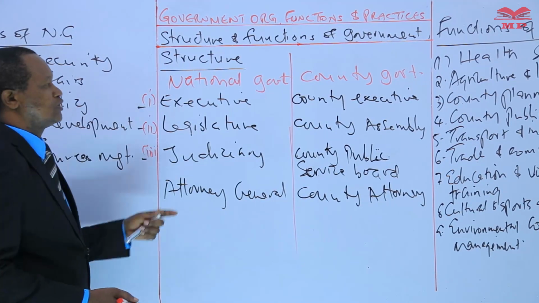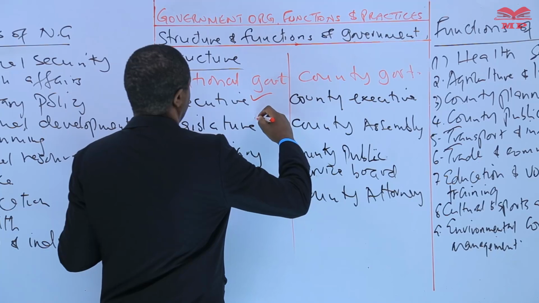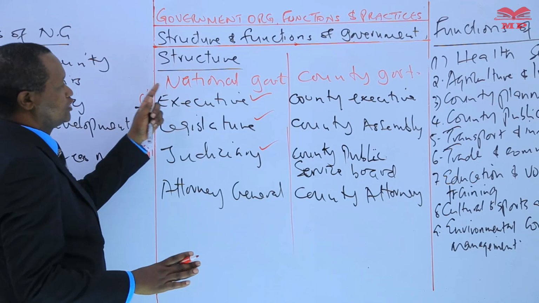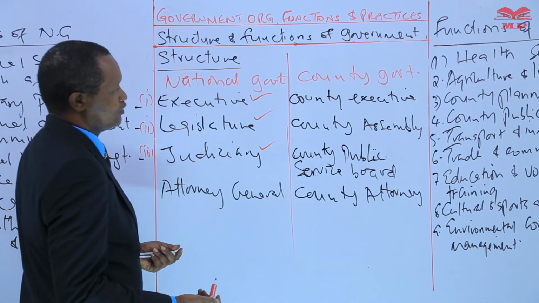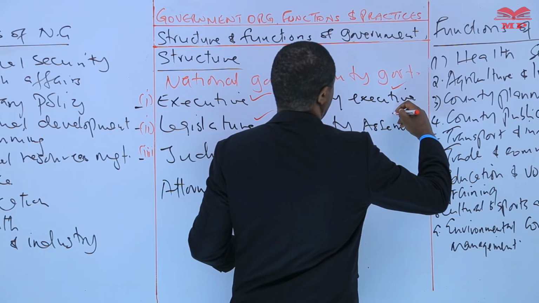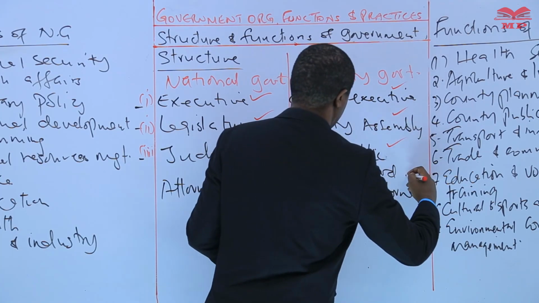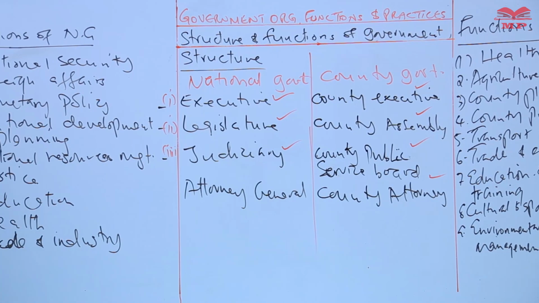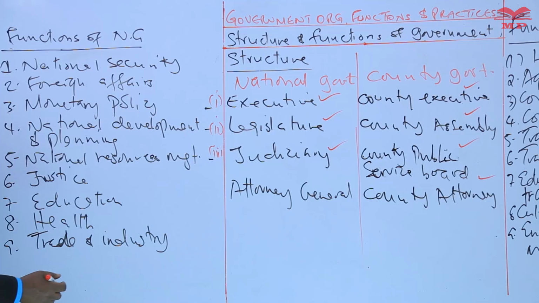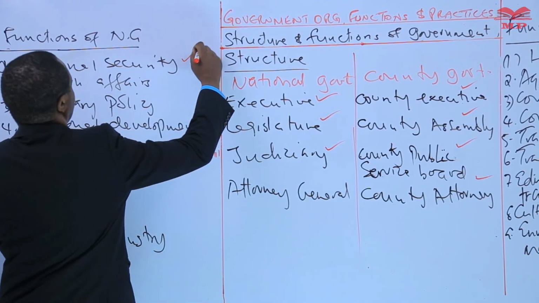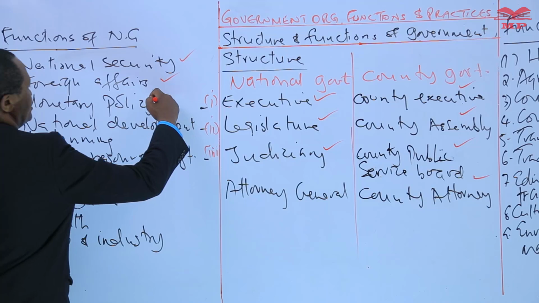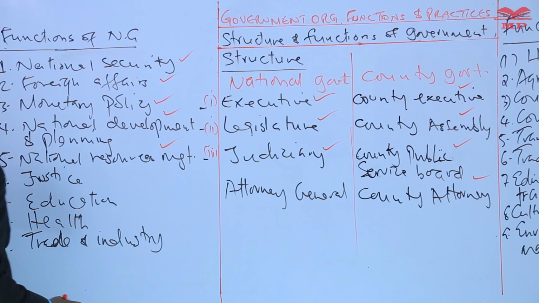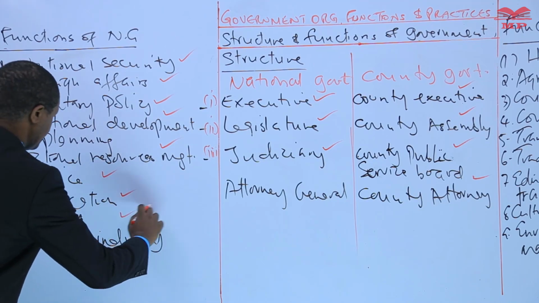We've seen that the national government has 3 branches, the executive, the legislature, and the judiciary. There are also other commissions that help the national government achieve its objectives. At the county level, we have the county executive, the county assembly, the county public service board, the county attorney, and so on. We've also highlighted the functions of the national government. We say that the national government is responsible for national security, foreign affairs, monetary policy, national development and planning, national resources management, justice, education, health, trade and industry.